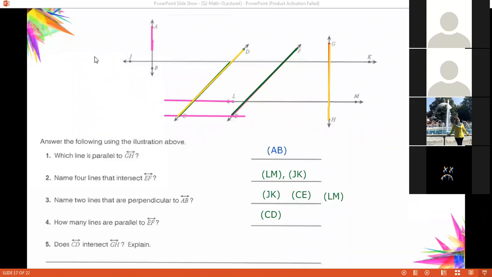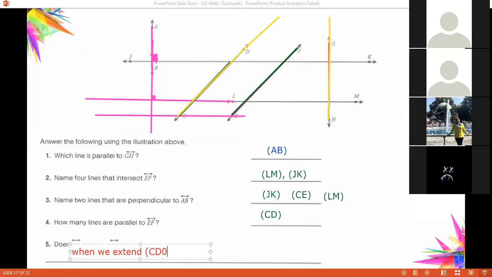Bravo Hassan, if we extend the lines from here, from above, they are going to meet. Very good Hassan. So what I'm going to write, let me change the color: when we extend CD and GH, they are going to what? Meet, or to intersect. Both of them are correct. Is it clear?